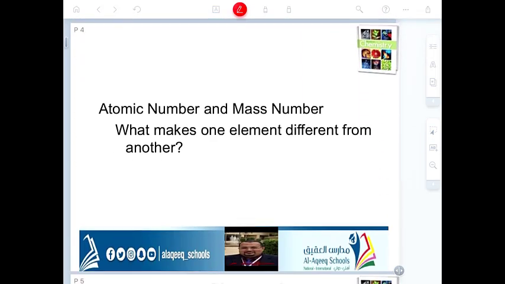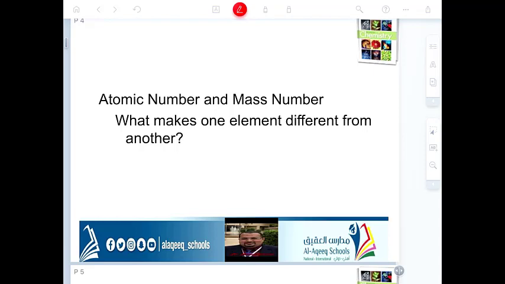All atoms have the same components, the 3 subatomic particles. Also, they have the same structure, but they are not the same in their numbers of each of these components, or I mean electrons, protons, and neutrons. To identify the atom, we have two things, something called atomic number, something called mass number. You studied that before, but I will remind you about them.